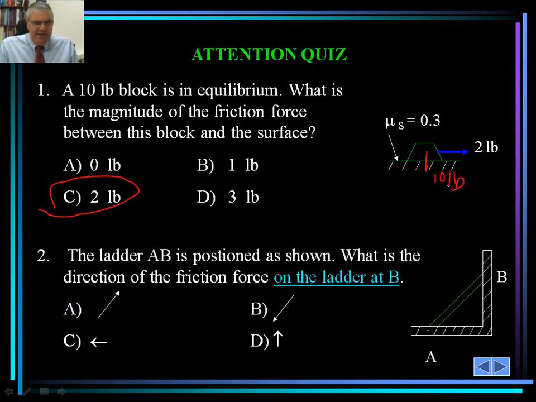Now another ladder problem. If the ladder is positioned as shown, what is the direction of the friction force acting on the ladder at B? This is very interesting to take a look at again. If there is any slippage to occur, B is going to pretty much slide downward. As such, the opposing friction force would be upward at point B, so the correct answer is D.